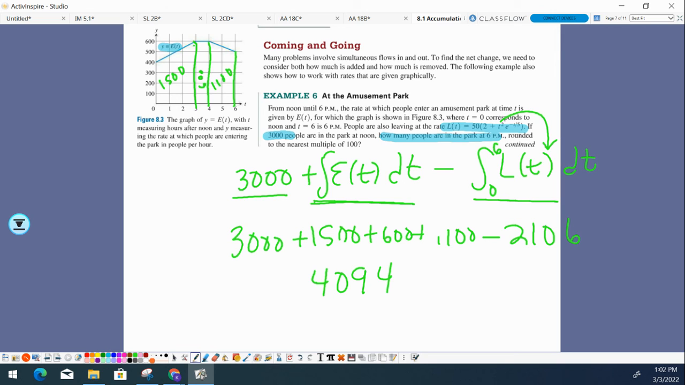So if we add all these people and subtract off the leaving, I get 4,094. Now, it says rounded to the multiple of 100. So what's your nearest 100? I'm going to say that's 4,100 people. So make sure you're reading your directions and answering your question to the best of your ability.